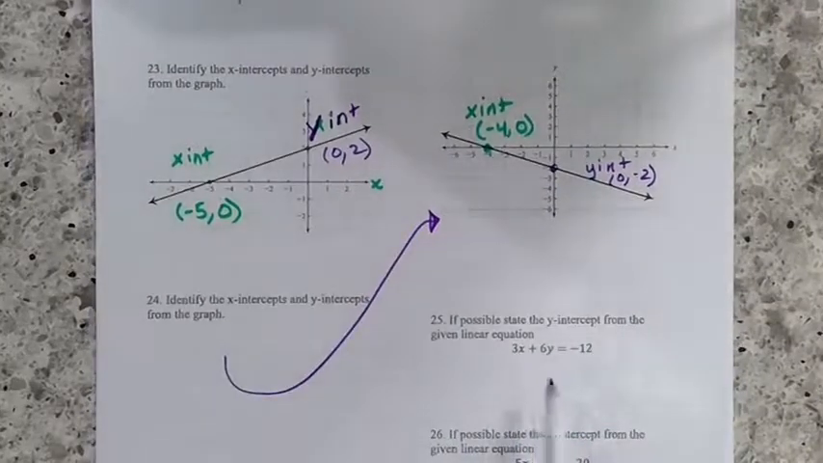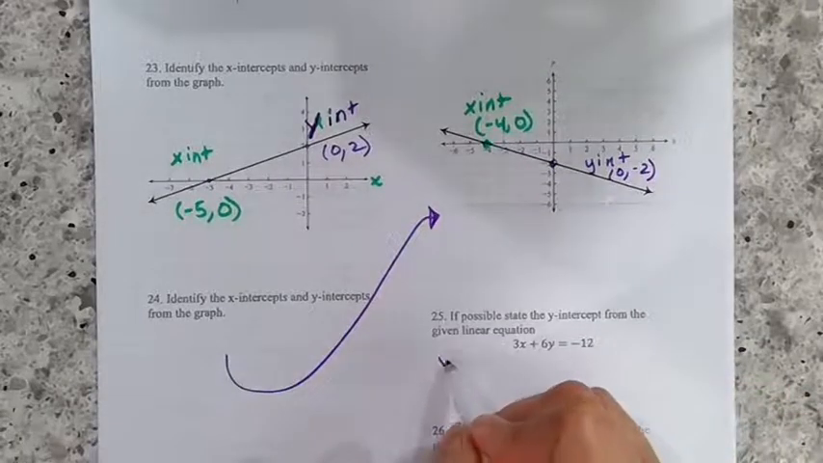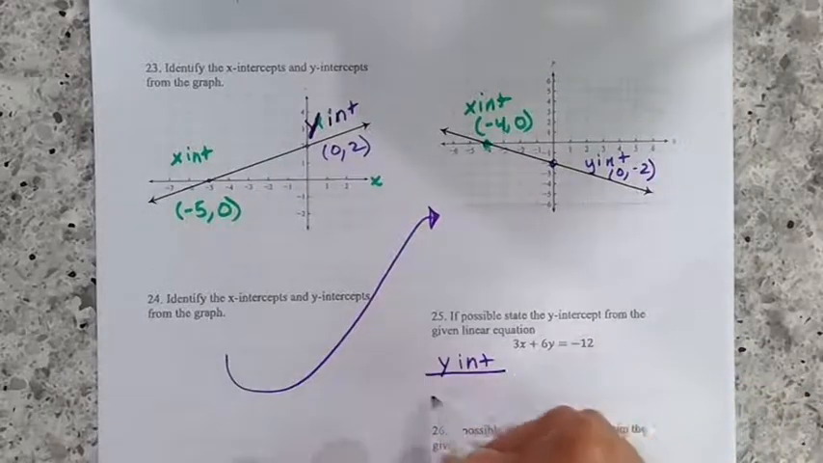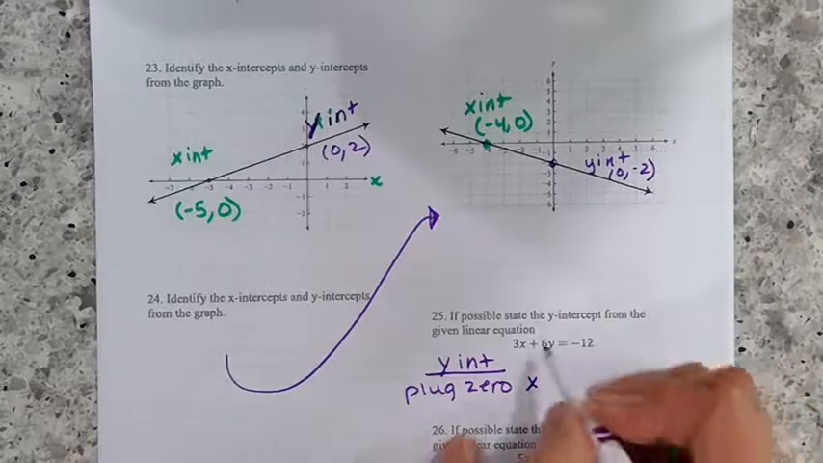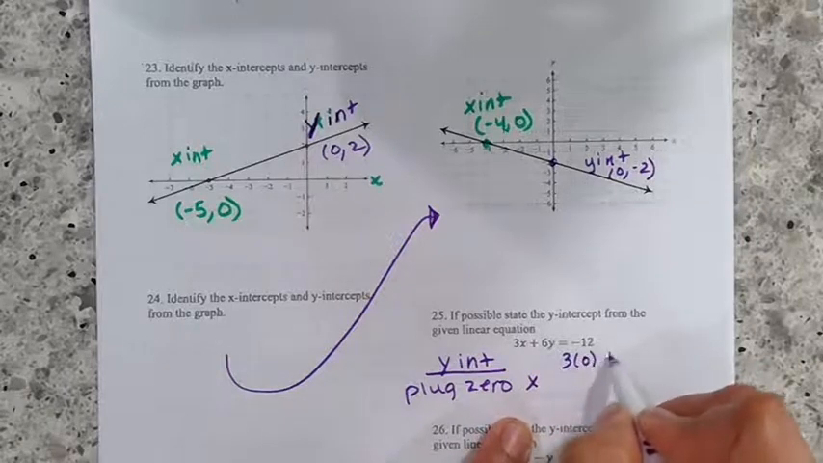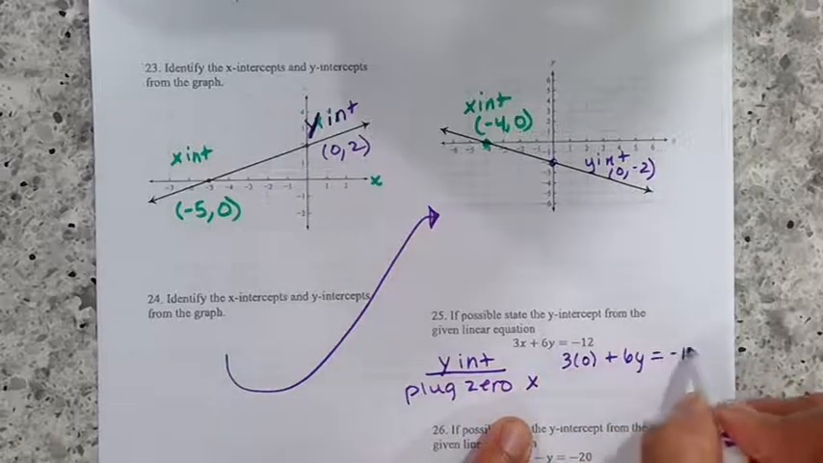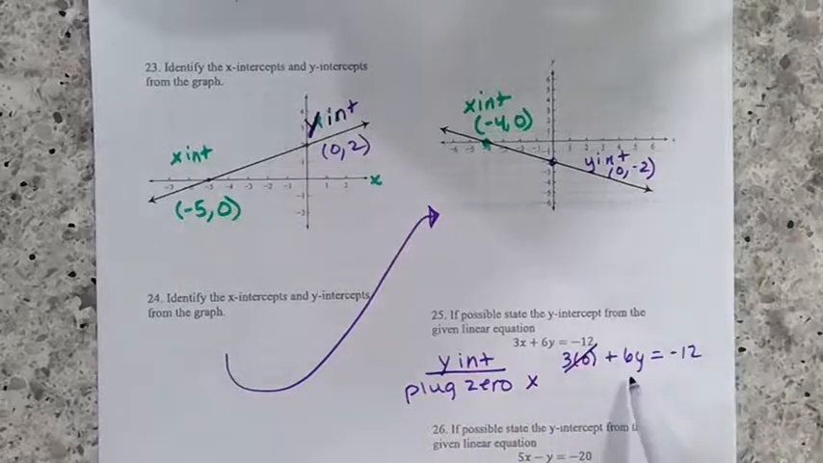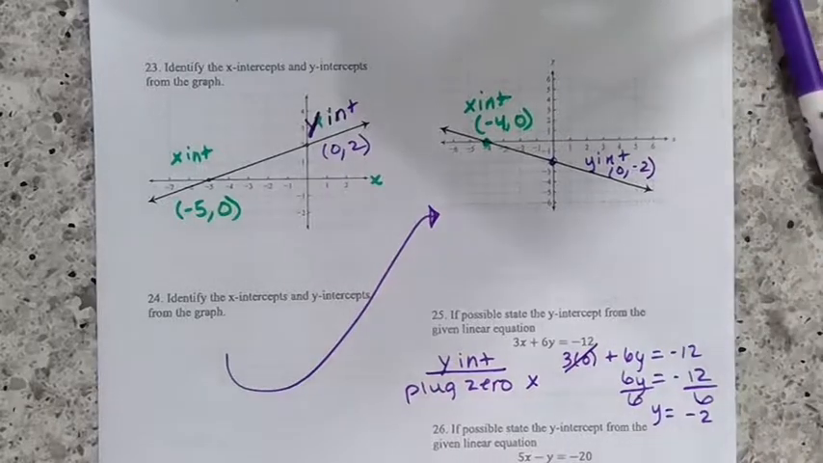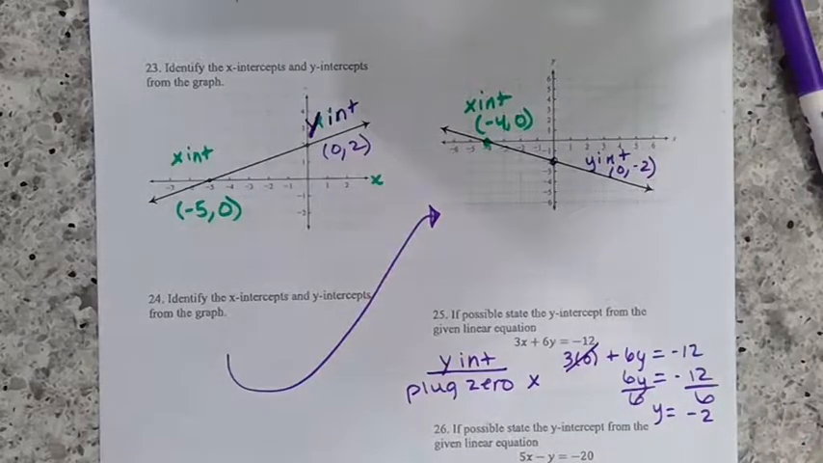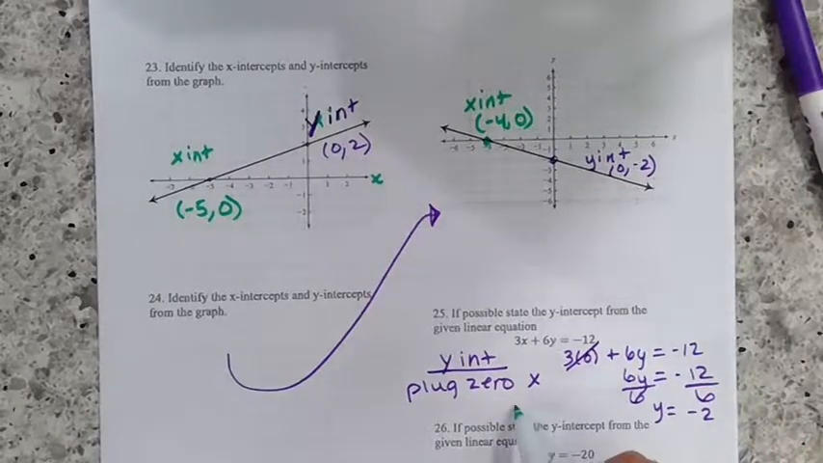Same exact question. Find the y-intercept if you're given the equation. Well, if you want to find the y-intercept, you're going to plug in 0 for x. So this is going to be 3 times 0, so that goes away. You're left with 6y equals -12. Divide by 6. y equals -2. So your answer, again, it'll be multiple choice on your test, but it'll either be y equals -2 or it's going to be the point (0, -2).